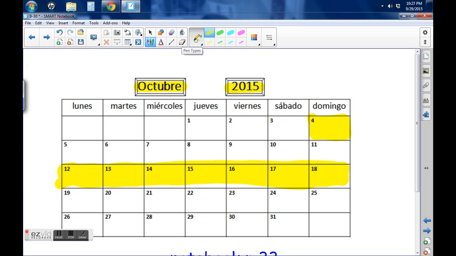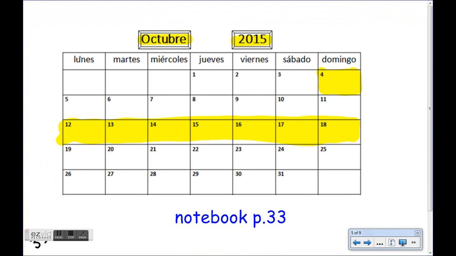Now we get our writing utensil back. Okay, we're going to go ahead and label these in Spanish. So starting out with the first one, octubre, we're going to label that el mes, because mes is how we say month in Spanish. The next one, we're going to label it el año, because año is how we say year in Spanish. We're going to go over to our one box. We're going to label that el día.